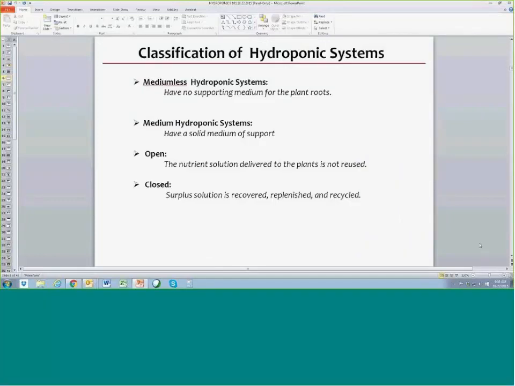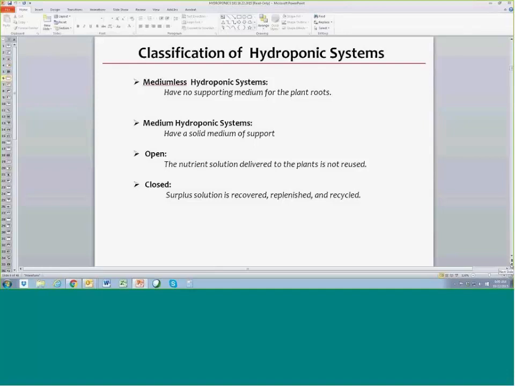So, how do you classify the hydroponic system? We can have maybe two classifications. One is based on the media or the medium. One is without the medium, or called mediumless hydroponic systems. Basically, the plants do not have a supporting medium for holding the plant. The second one is growing plants having a medium to support the plant. And I will show you some examples of that.